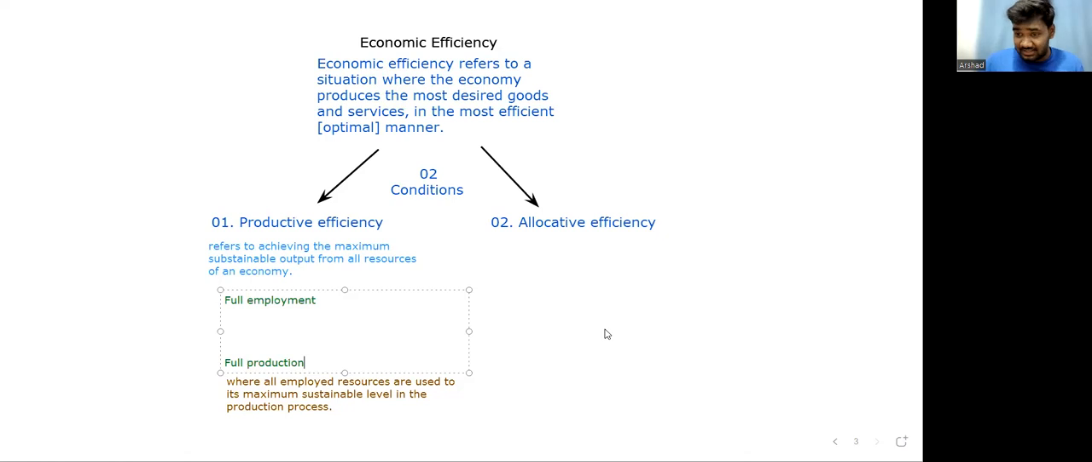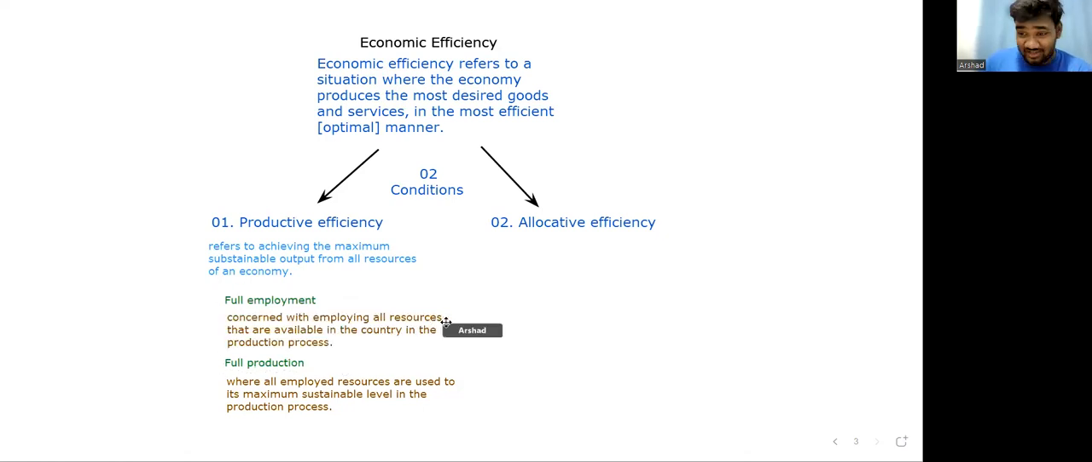Right, full employment, full production. Sorry, right, thank you. Good to see that you all are active and focused. Right. So then let's take a thing, right?